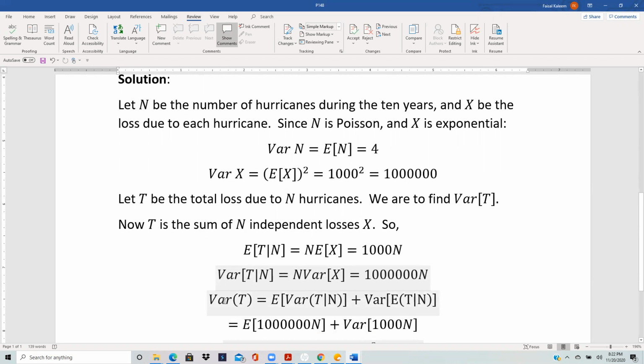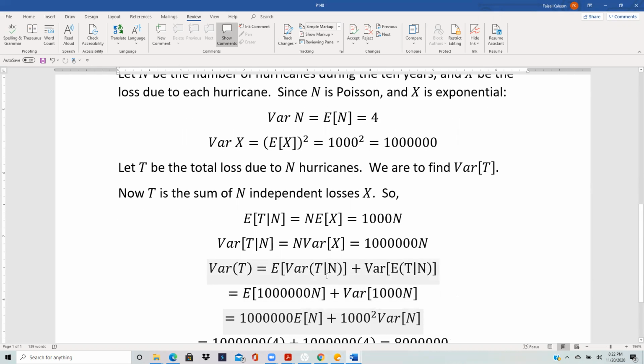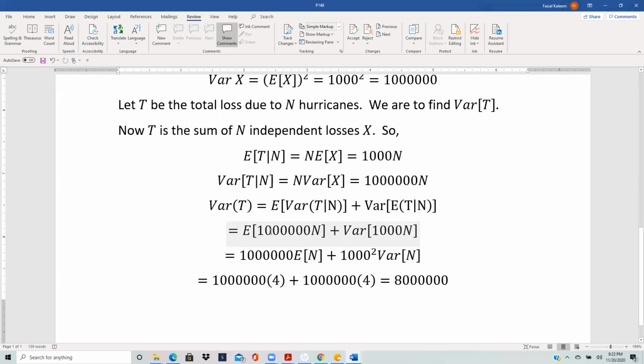So the variance of t can now be found by the formula, which we've used once before in an earlier problem. The variance of t is the expected value of the variance of t given n, plus the variance of the expected value of t given n. The variance of t given n was 1,000,000 n, so you substitute that here. And the expected value of t given n was 1,000 n, so you substitute that here. Now we know that the expected value of a times n is just a times the expected value of n, and the variance of a n equals a squared times the variance of n. Those are standard formulas.